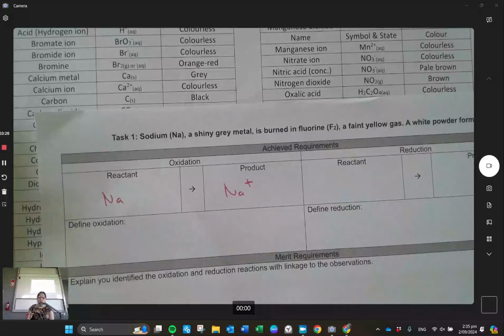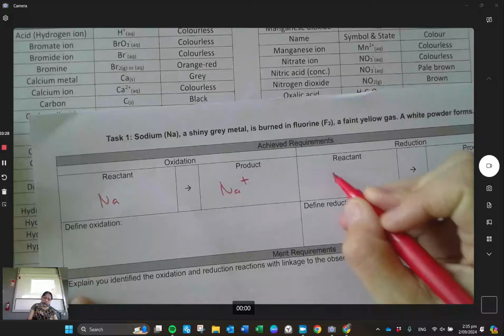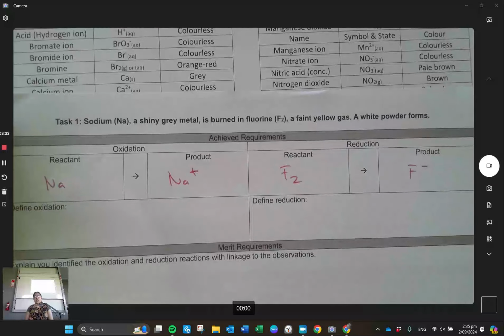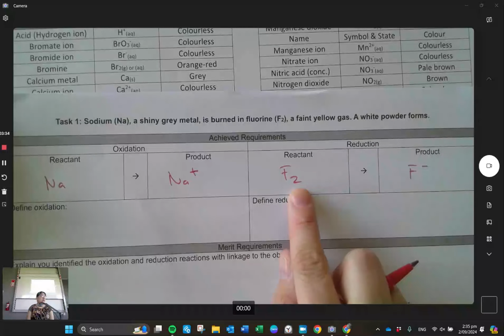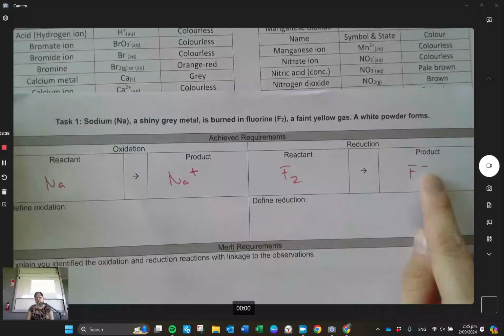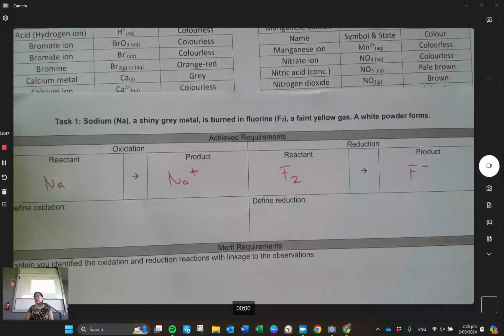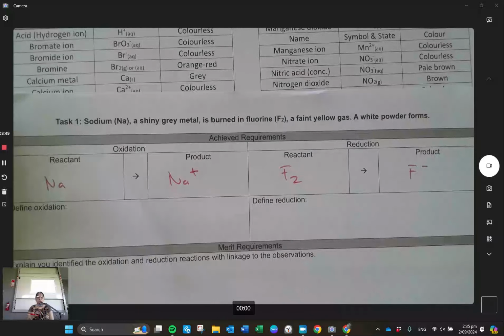The other one was the fluorine to fluoride. I was looking for F2 becoming F minus. Again, if you forgot the 2 at the bottom here, that would have been marked incorrect because it's fluorine gas. It also would have been marked incorrect if you had a 2 minus, because this is just fluoride minus 1. So all these things are really important in the chemistry language. That would have been the reason why you would have lost out. And that was basically the main barrier for people getting to the achieved level.